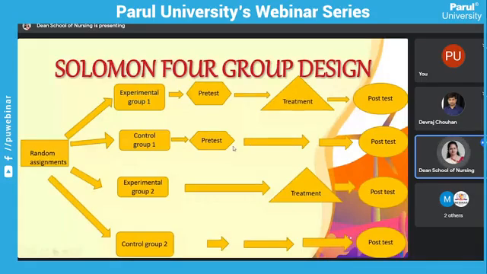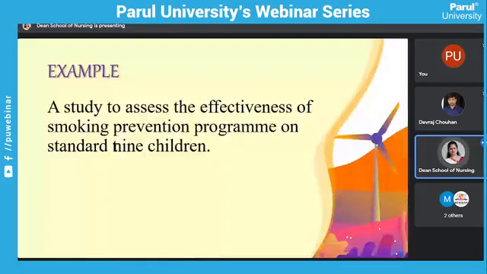A study to assess the effectiveness of smoking prevention program on standard 9 children. So they will assess the effectiveness of smoking prevention, how the effect is there.